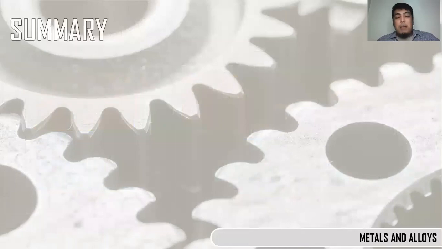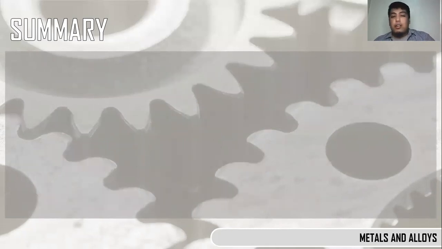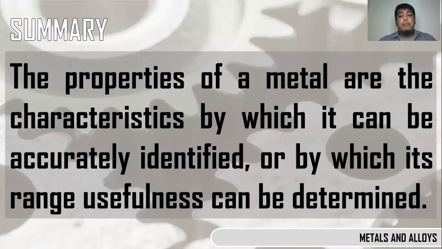Okay. So as a summary, the mechanical properties of materials are hardness, brittleness, ductility, plasticity, elasticity, malleability, and toughness. And in this video, we discuss each of them. Okay? We also have properties of a metal are the characteristics by which it can be accurately identified or by which its range of usefulness can be determined. So that's all for this video. I hope you learned a lot, especially regarding the mechanical properties of materials.